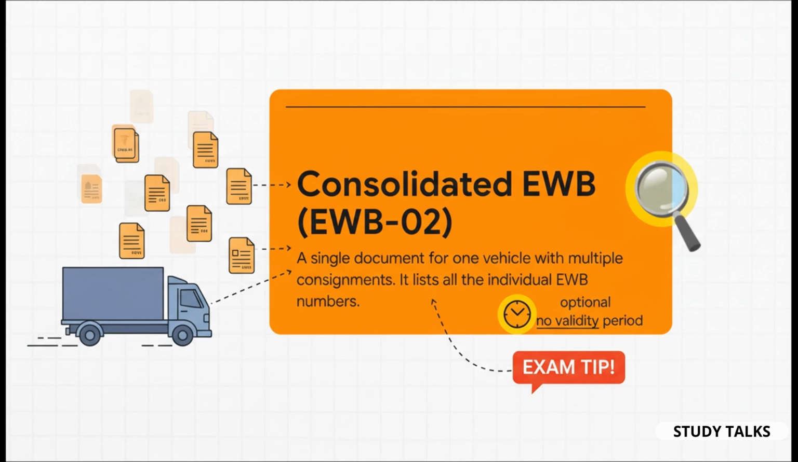That's where the consolidated e-way bill comes in. The transporter can generate a single master document, which is Form EWB-02, that just lists the serial numbers of all the individual e-way bills in that truck. It's totally optional. And just remember, it doesn't get its own validity period. The validity of the original, individual bills is what counts.